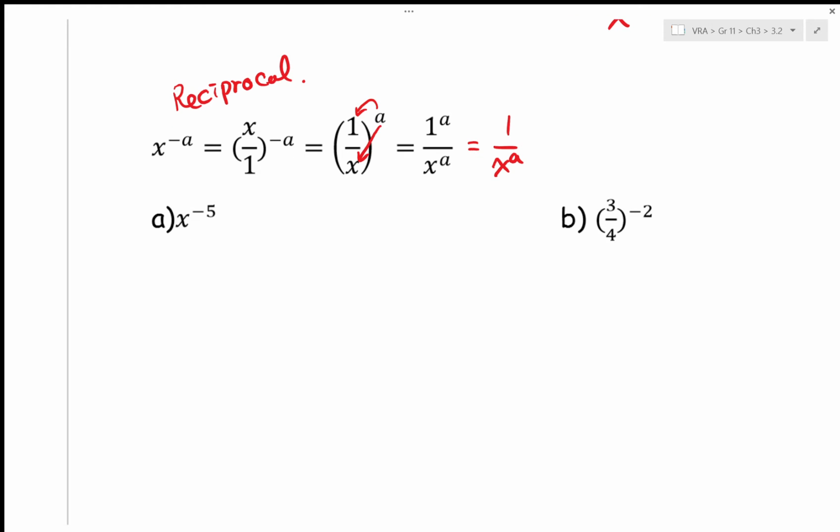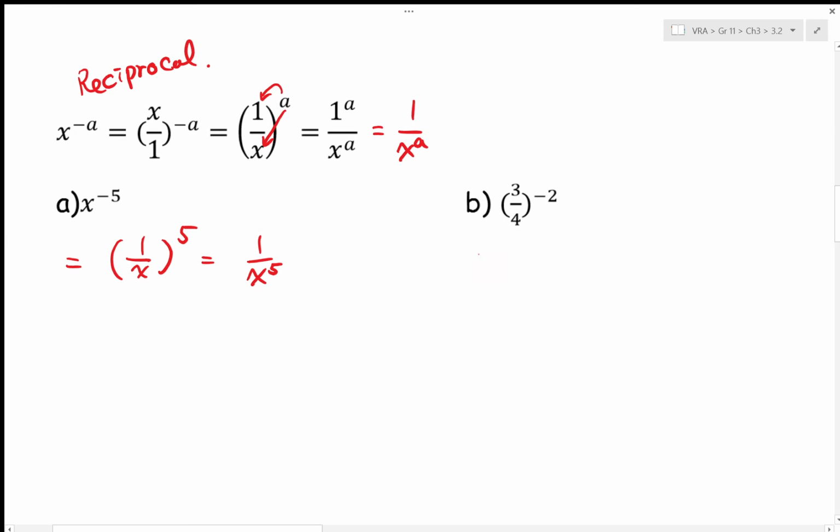Now, let's take a look at the first one. We have x to the power of negative 5. So change this to a positive power. We can say this is 1 over x to the power of 5, or 1 to the power of 5 over x to the power of 5, but 1 to the power of 5 is just a 1. Next one, we have a fraction inside of the brackets and a negative power. All we can do is take the reciprocal of what's inside of the brackets and then change the power to the positive power. Then this square is applied to both 4 and 3. So this becomes 4 squared over 3 squared, and that's 16 over 9, okay?